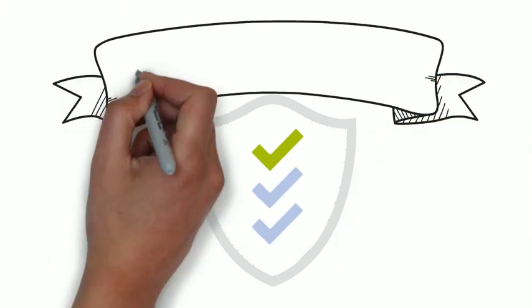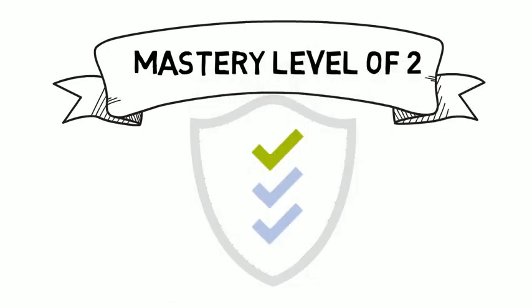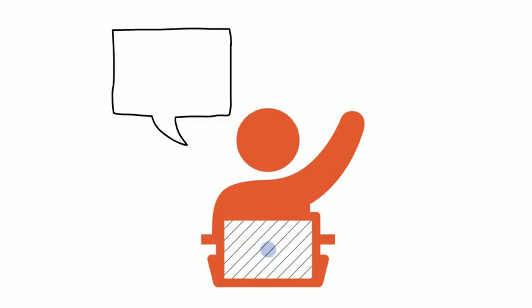It is recommended that students achieve at least a mastery level of 2 for essential exam chapters. If a student is unable to achieve a mastery level of 2, they should reach out to their instructor for additional help before taking the exam.